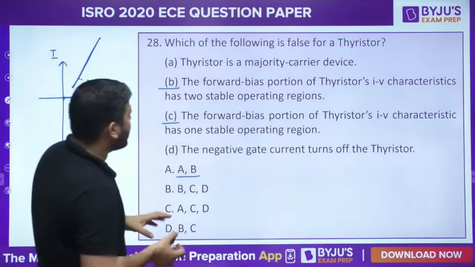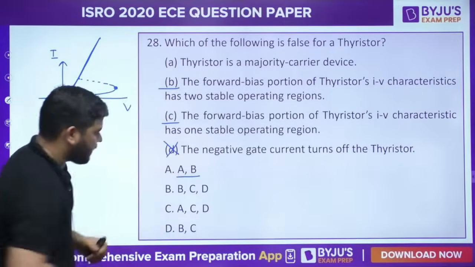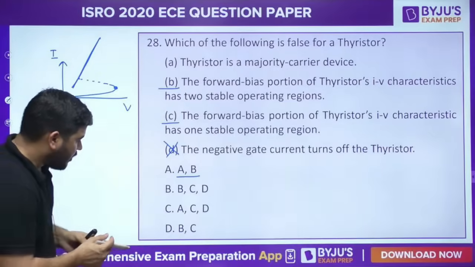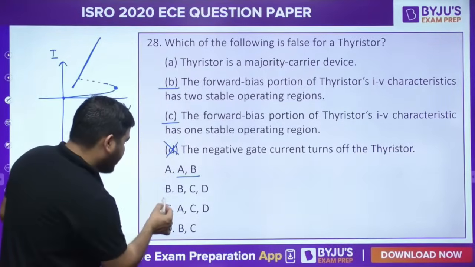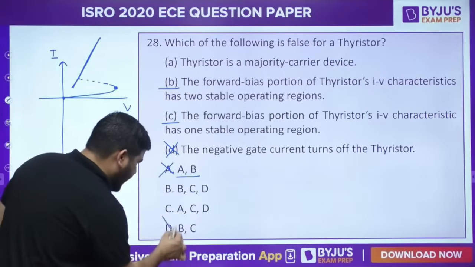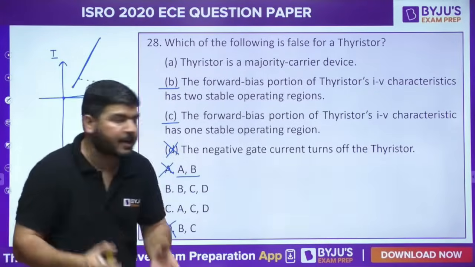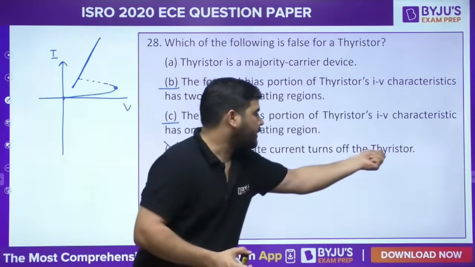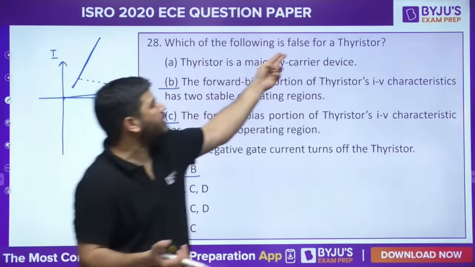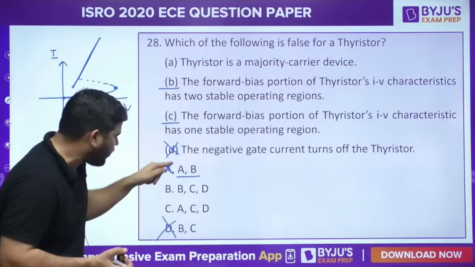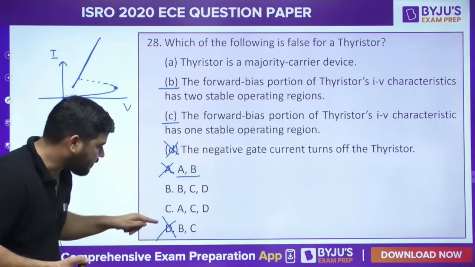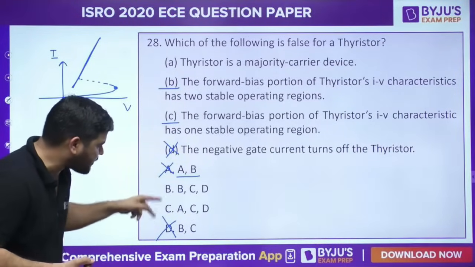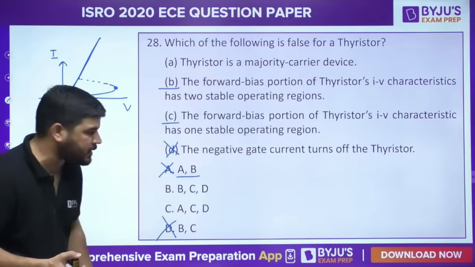So we need to find the false statement. D is false, we know that. So if D is false, then A cannot be correct, because the statement that a negative gate current turns off the thyristor is false and we want the false statement. It means A cannot be correct and D cannot be correct. Either option B is correct or option C is correct.